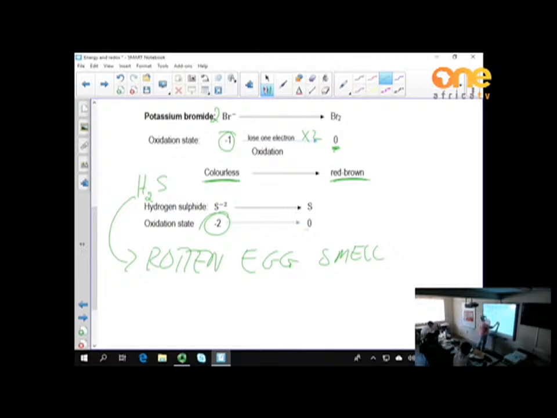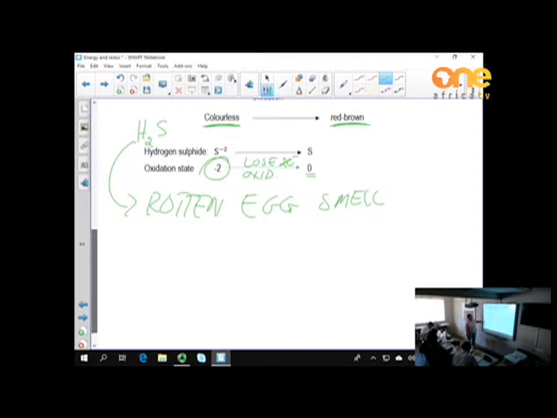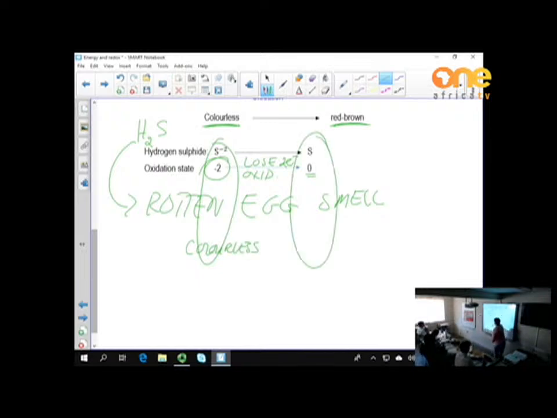So, the sulfide ion has an oxidation state of -2. The sulfur has an oxidation state of 0. So to go from -2 to 0, it must lose electrons. And it's going to lose 2 electrons, so that's oxidation. So sulfide is oxidized to form sulfur. Now, this one is colorless. And who knows the color of sulfur? Yellow.